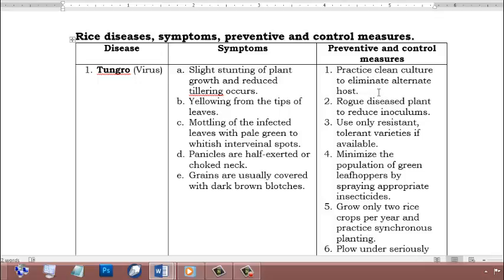Number one, this is very important. The symptoms are here, but it is very important for us to know the preventive measures and control. Practice clean culture to eliminate alternate hosts. The grass, the pests, we should eliminate them. Rogue diseased plants to reduce inoculum. Use only resistant or tolerant varieties if available. Minimize the population of green leafhoppers by spraying appropriate insecticide. There are a lot of insecticides that will kill green leafhoppers.